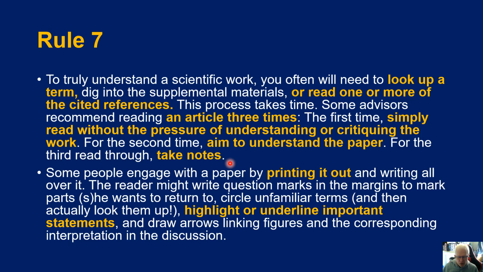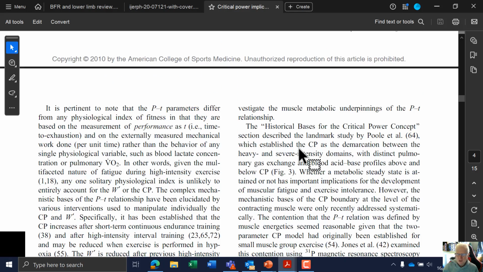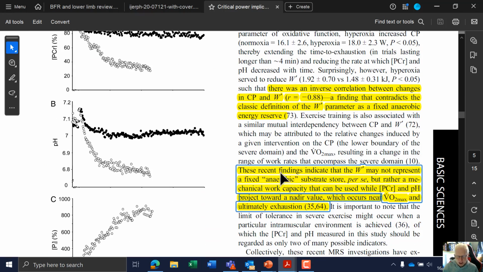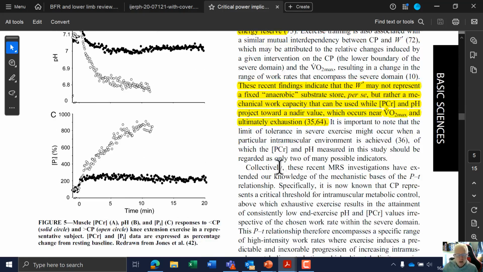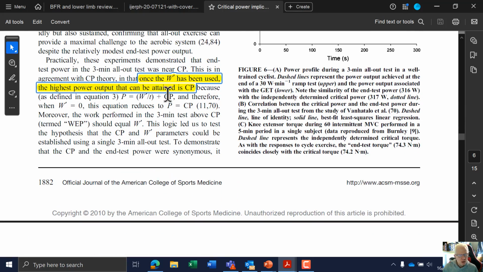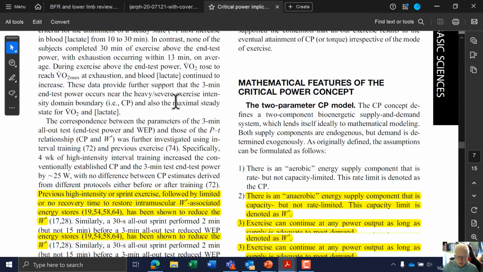And how you do that depends on the way you work. Some people like to print papers out. I like to print papers out quite often. Some people don't. Some people like to highlight stuff. So in this paper here, as an example, scroll down, I started highlighting sections in the paper which were related to a particular concept that I was interested in, which is called the W prime. Notice I haven't highlighted anything else.